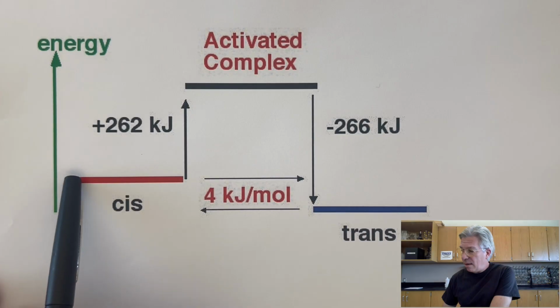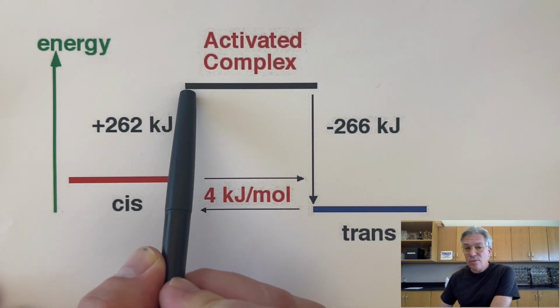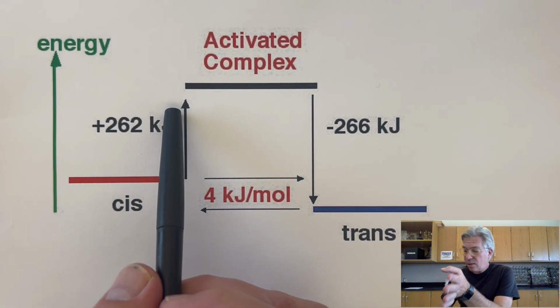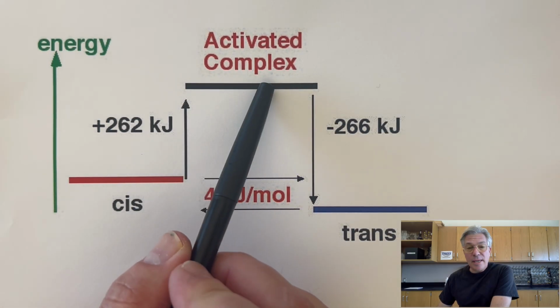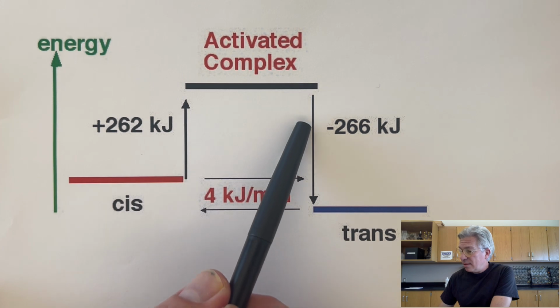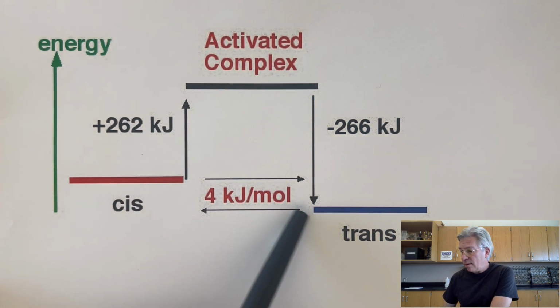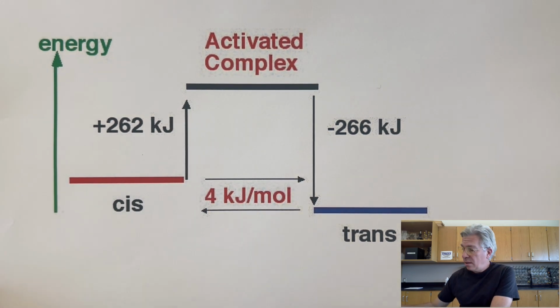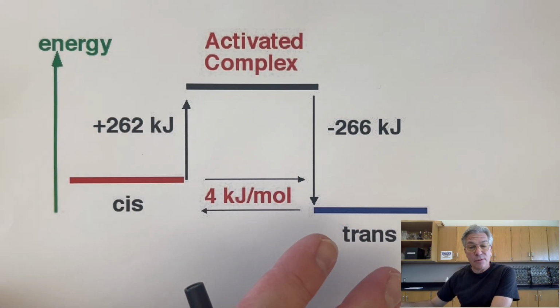But in order to break that bond, 262 kilojoules, and this is per mole of molecules, goes into making the activated complex. Once it gets around and reforms, negative 266 comes back out for a difference of -4 on a reaction like this. So it looks a little different, but it's got similar information on it.